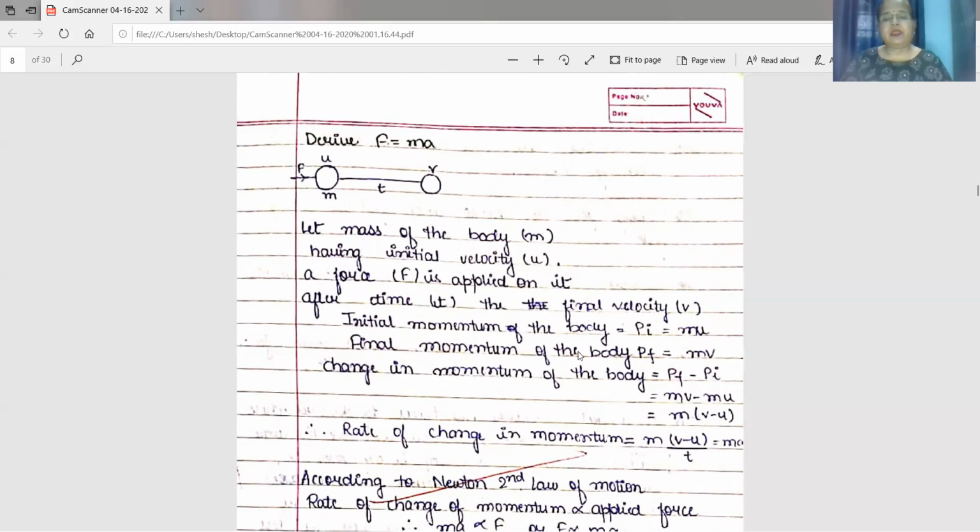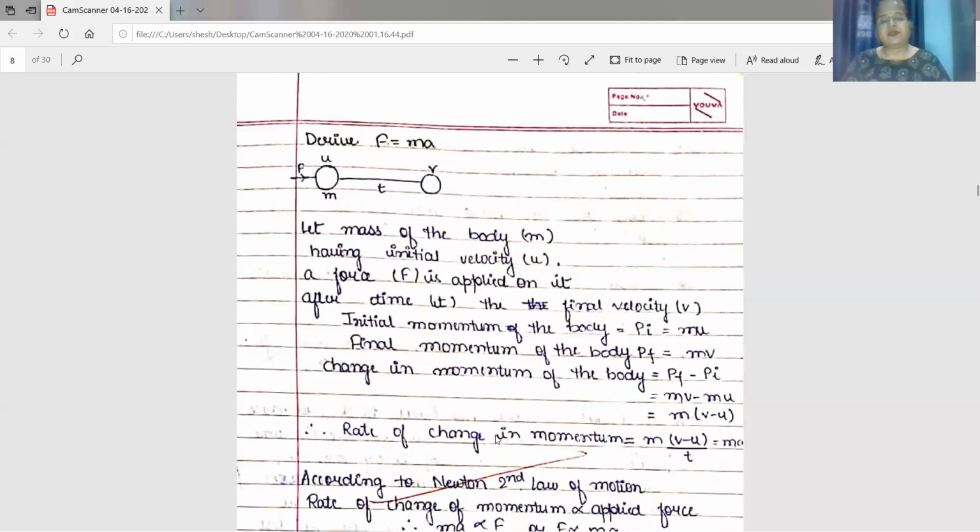What is the final momentum of the body? Pf. f for final and P is momentum. This equals the product of mass into velocity. Here velocity is v. What is the change in momentum of the body? Final momentum, that is Pf, minus initial momentum Pi. Substitute the values: mv minus mu. m is common, take it out. In bracket, m, in bracket write v minus u.